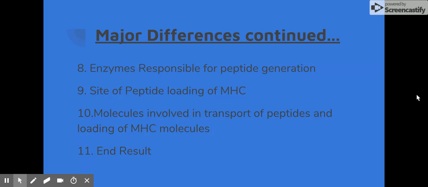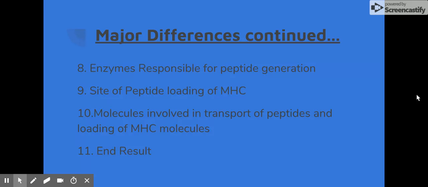So let's go back to number 8. Number 8 says enzymes responsible for peptide generation. In MHC1, the enzyme responsible would be the cytosolic proteasome, whereas in MHC2, it's going to be the endosomal and lysosomal proteases. For number 9, the site of peptide loading of MHC. In MHC1, it's going to be the ER, or endoplasmic reticulum, whereas in MHC2, it's going to be the specialized vesicular compartment.